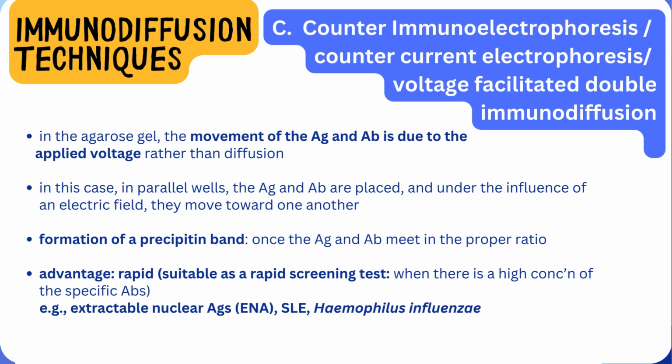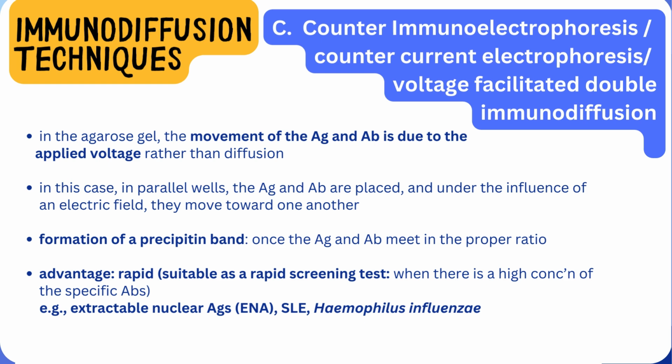Now, countercurrent immunoelectrophoresis, or countercurrent electrophoresis, is voltage-facilitated double immunodiffusion. In an agarose gel, the antigen and antibody move due to an applied voltage rather than diffusion. Again, there is an application of an electric field. The antigen and antibody are placed in parallel wells and move toward each other under an electric field. A precipitin band forms when they meet in proper proportions.